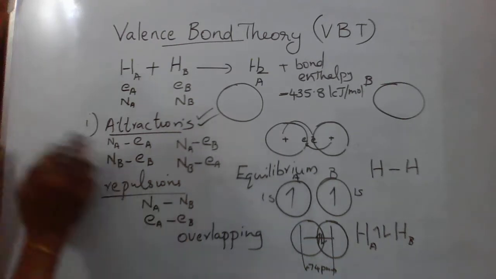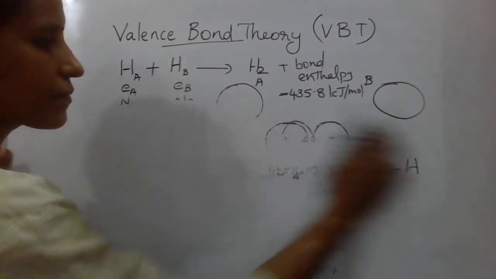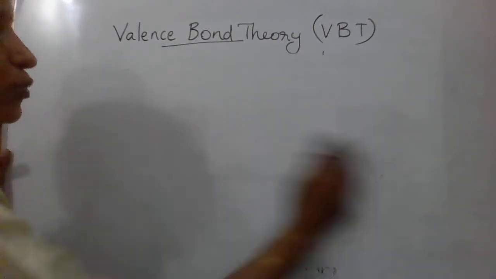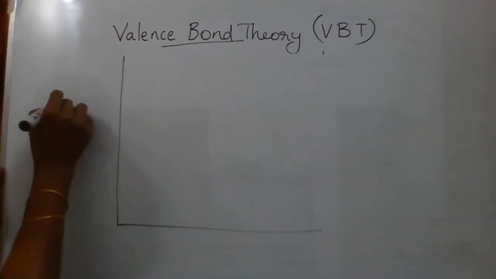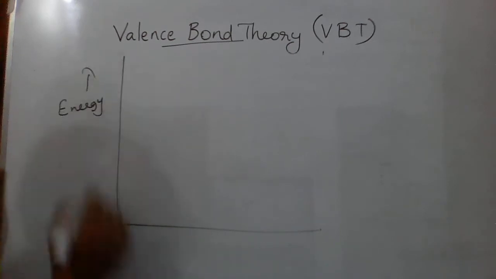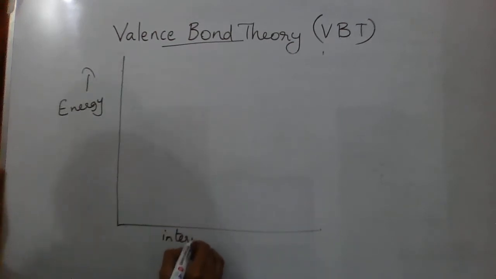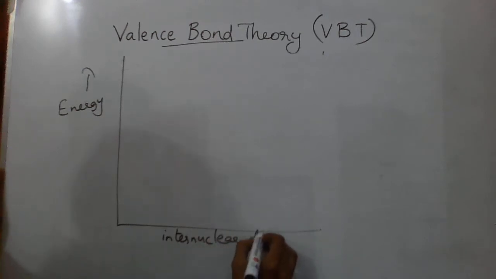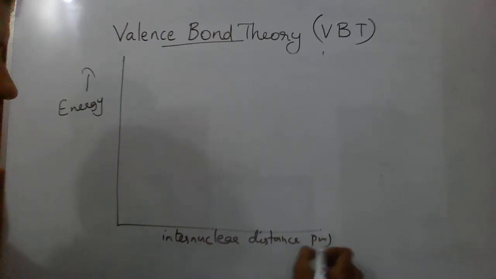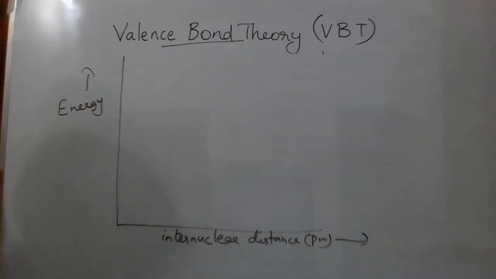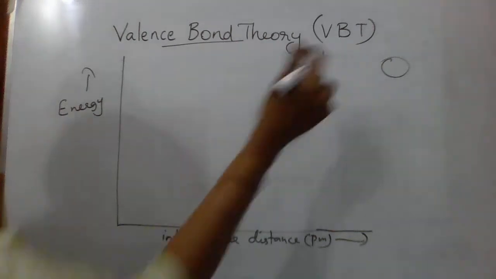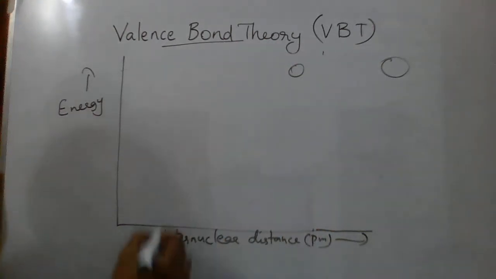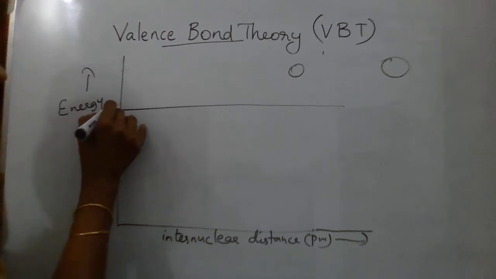If you plot a graph with energy against internuclear distance, the energy of the hydrogen atom goes along the y-axis, and the internuclear distance in picometers goes along the x-axis. Initially, the internuclear distance is very large, meaning the two hydrogen atoms are very far apart. This represents the energy zero state.